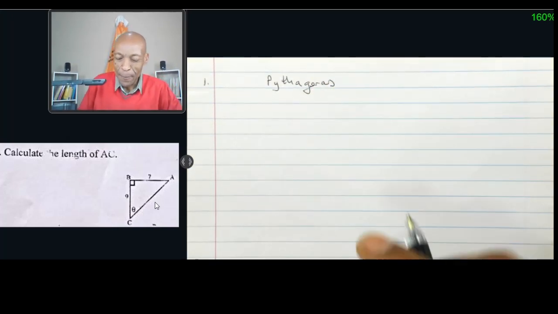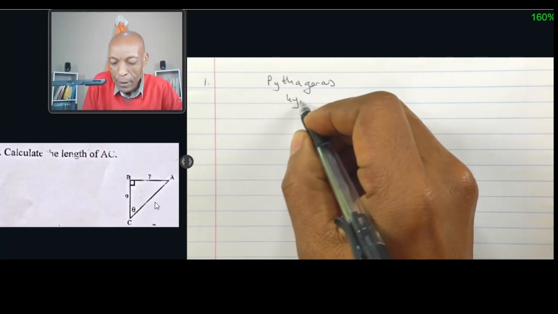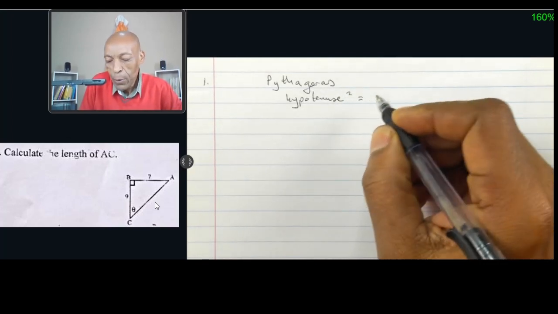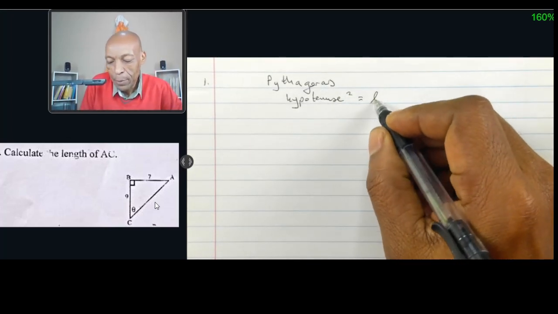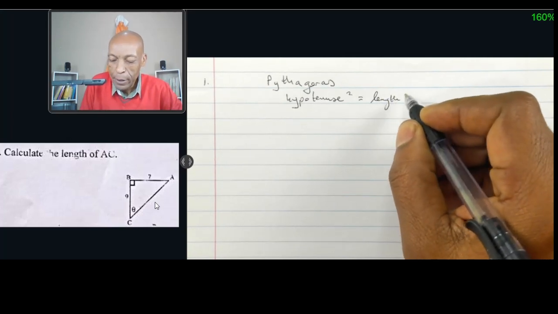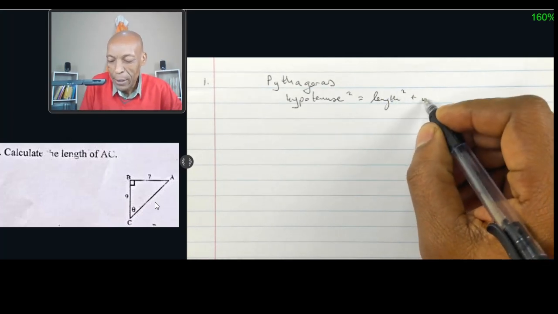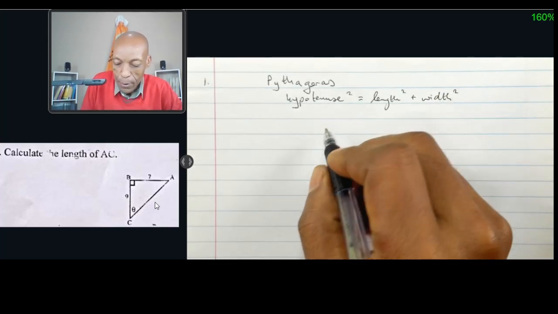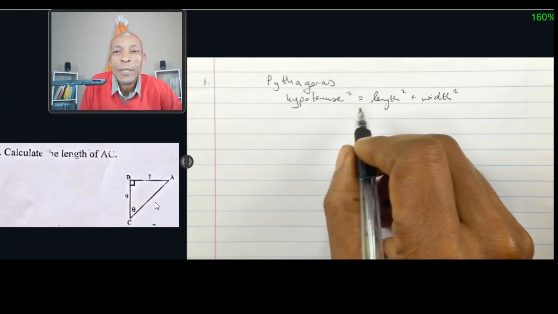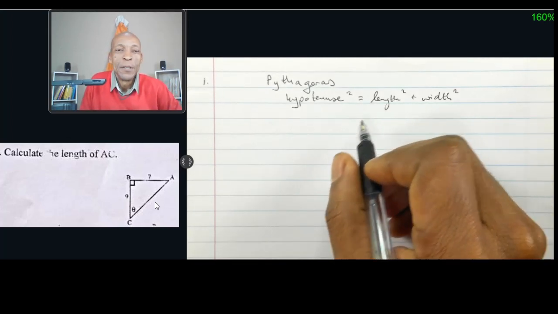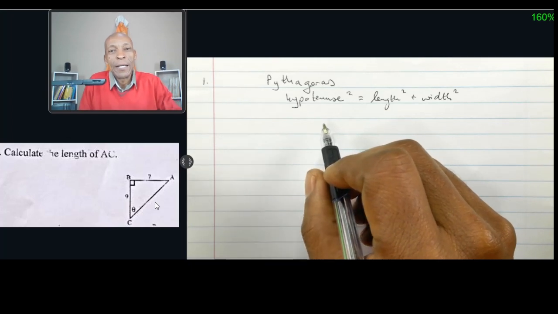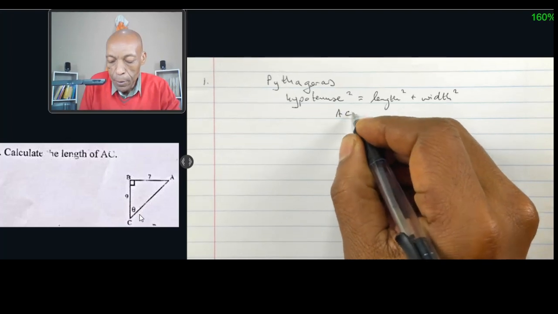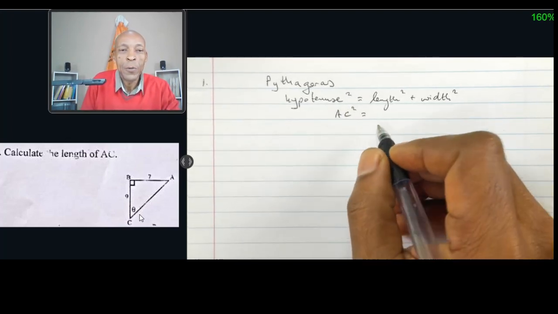What do we say there? We say that the hypotenuse squared will be equal to what? Will be equal to the length squared plus what? Plus the width, or the base squared. Okay, so we don't need to write this in a test. We go check in our diagram which is the longest side. The longest side is AC. So it means we know that AC squared will be equal to what?